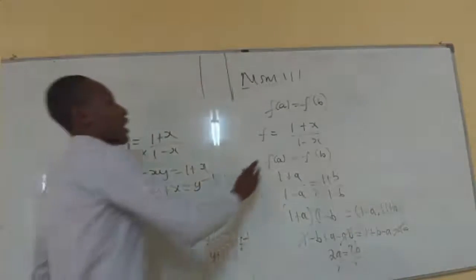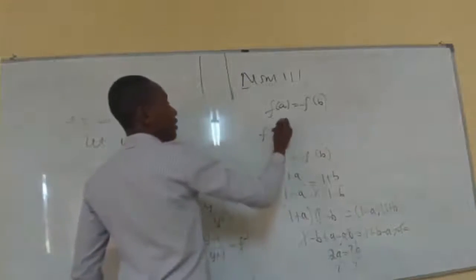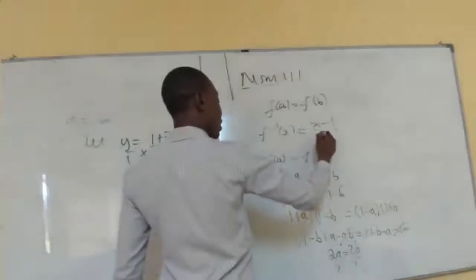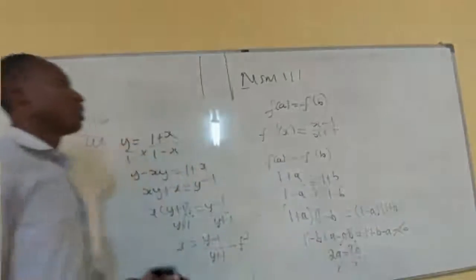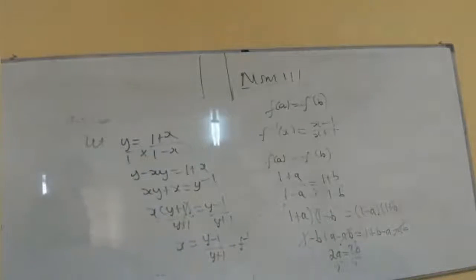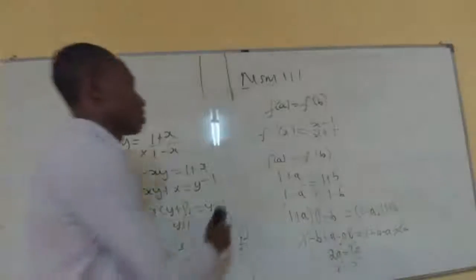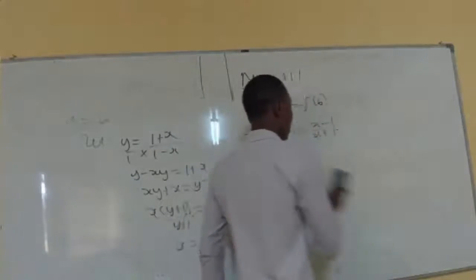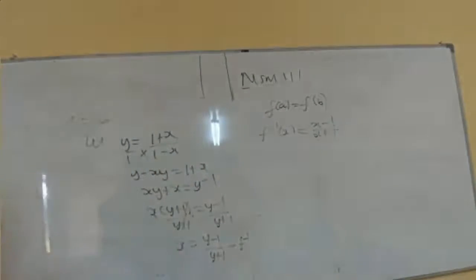So f inverse of x is therefore equal to (x minus 1) over (x plus 1). Which looks like it's just a flip, but it's not automatic. You shouldn't just flip the number just because it's the inverse. So you don't flip. Okay, so let's look at the next question.